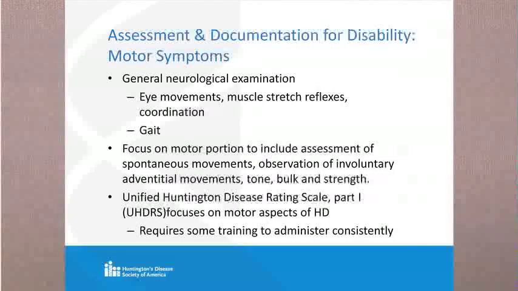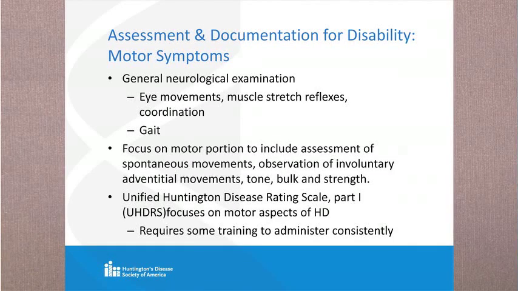Gait, there's one measure on the Huntington's Disease Rating Scale, but you can document gait a bit better and in a little more detail as part of the general neurological examination. The focus on the motor portion should include assessment of spontaneous movements, observation of involuntary adventitial movements, tone, bulk, and strength. The Unified Huntington's Disease Rating Scale, specifically Part 1 that focuses on motor, does require some training to administer consistently, but if you know how to document this and assess people, it's always helpful to have that as part of the assessment.